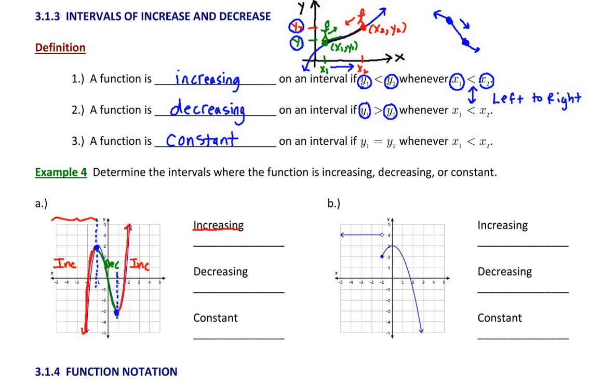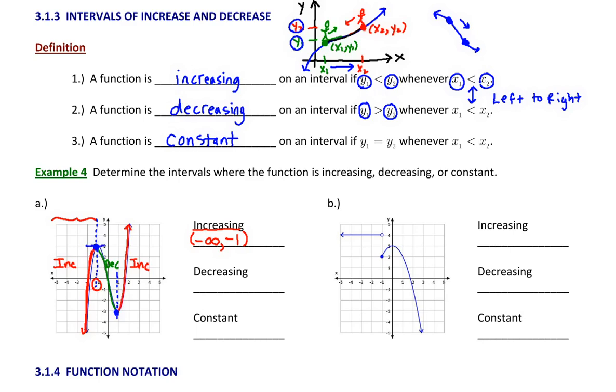So my leftmost x value here is negative infinity, and then we're going to work our way right up to this point, but we're not going to include it in our interval. So we're going to go from negative infinity to negative 1, but I'm going to use a parenthesis here as opposed to a bracket. The reason is because at x equals negative 1, this one little point right here, the function is neither increasing nor decreasing. It actually changes from increasing to decreasing.